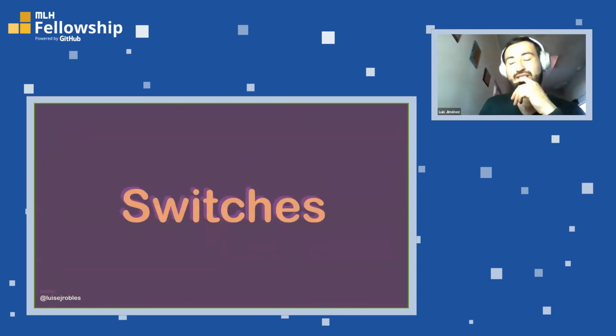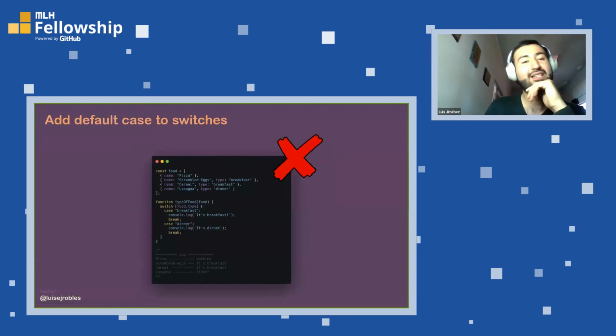The next one is about switches. What about switches? In this one, we have an array of food, an array of objects around foods. The properties of the objects, they have a name and a type, right? For example, the scrambled eggs has a type of breakfast. The cereal has a type of breakfast also, and lasagna has a type of dinner, right? But if you see pizza, it doesn't have a type, all right?